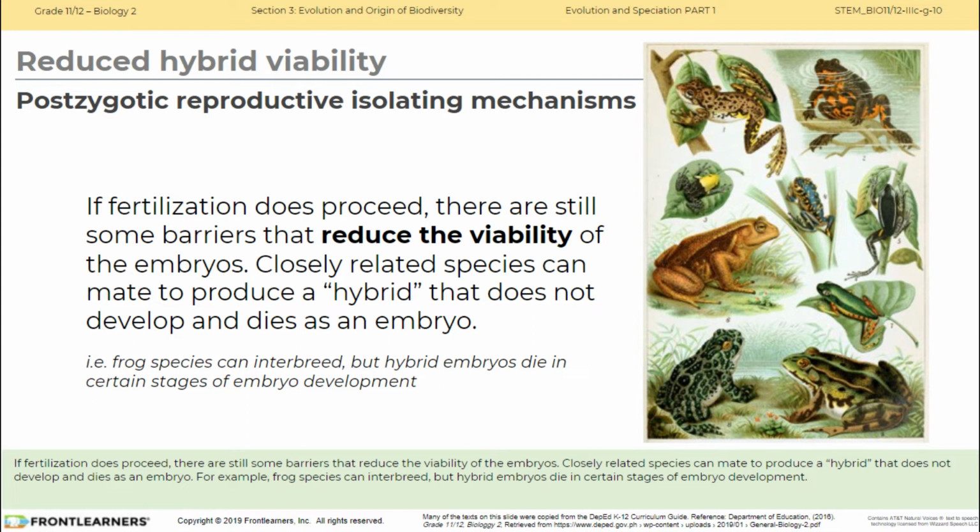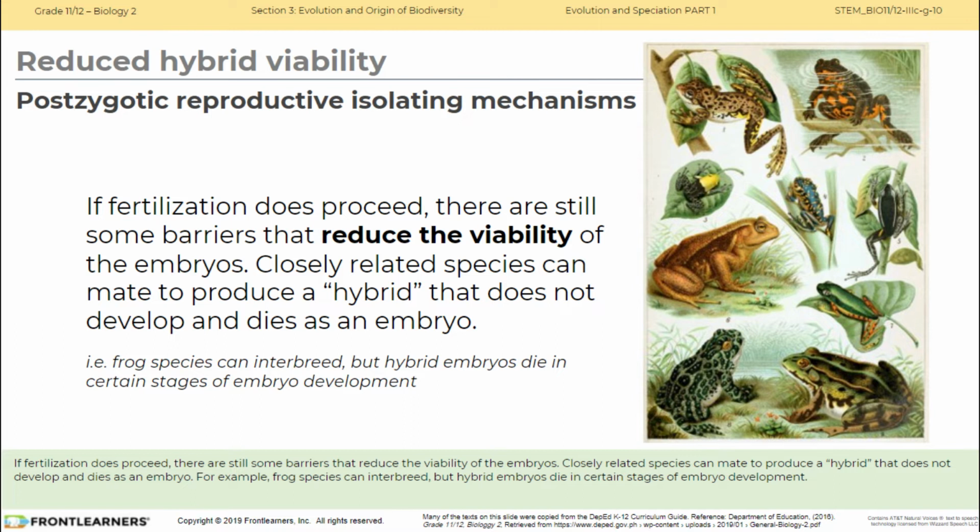Let's go to post-zygotic reproductive isolating mechanisms. So number one, we have reduced hybrid viability. If fertilization does proceed, there are still some barriers that reduce the viability of the embryos. Closely related species can mate, nagmi-mate na sila to produce a hybrid that does not develop and dies as an embryo.